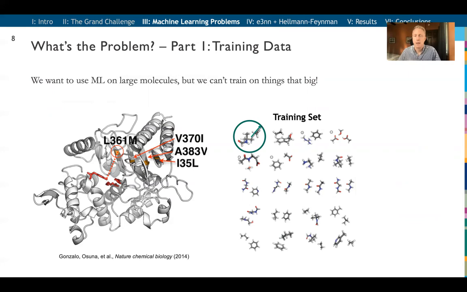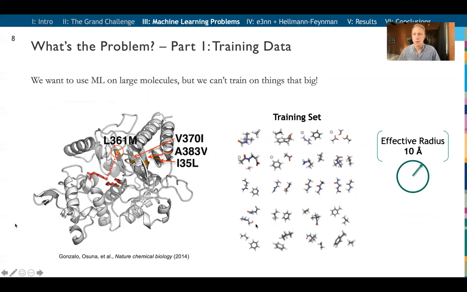of this protein. But what you've done whenever you've constructed these training sets is you've imposed a sort of effective radius on it. In other words, if I'm just picking this number out of a hat, but if the largest distance between any two atoms in this training set is 10 angstroms, then that means that the model itself cannot see anything outside of 10 angstroms. But why is that a problem?